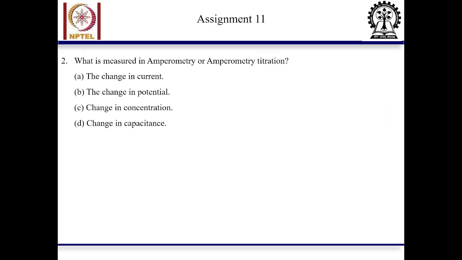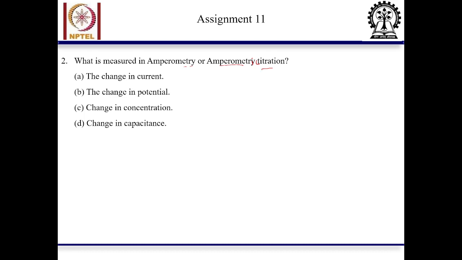What is measured in the amperometric titration? Titration, both are same, right? Okay, we can just cut it. Amperometry or amperometric, this is amperometric. So what is measured in the amperometry or amperometric titration? Option A is the change in current, option B is change in potential, option C change in concentration, option D change in capacitance.